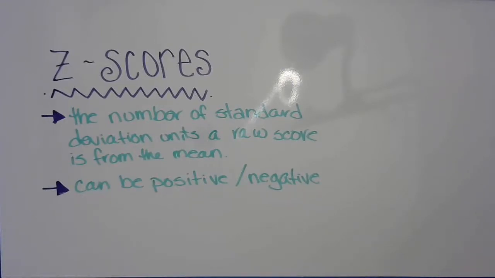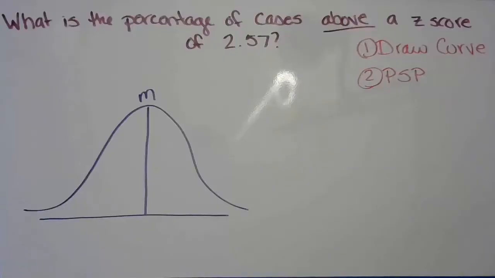Hello! So today we are going to talk about z-scores. Z-scores are the number of standard deviation units a raw score is from the mean. Now, z-scores can be either positive or negative depending on if they are above or below the mean on a standard curve. Okay, let's go ahead and get started.